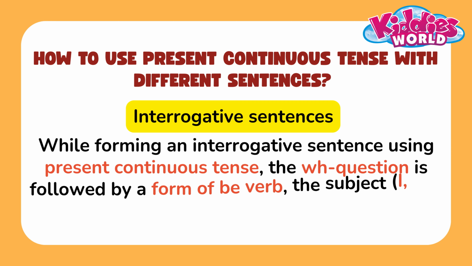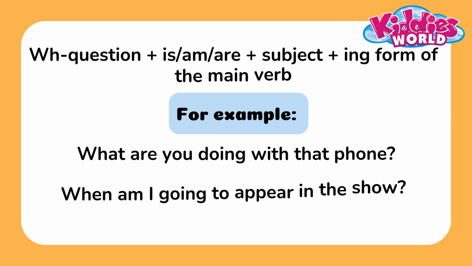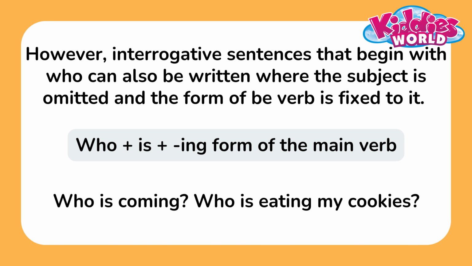Interrogative sentences. While forming an interrogative sentence using present continuous tense, the WH question is followed by a form of be verb, the subject I, we, you, they, he, she, it, and the ing form of the main verb. Check the form and example. However, interrogative sentences that begin with who can also be written where the subject is omitted and the form of be verb is fixed to it. Check the form and example.